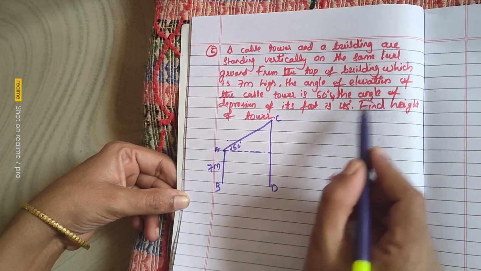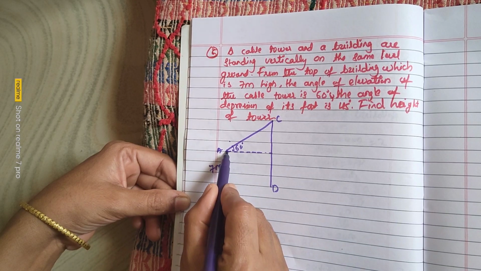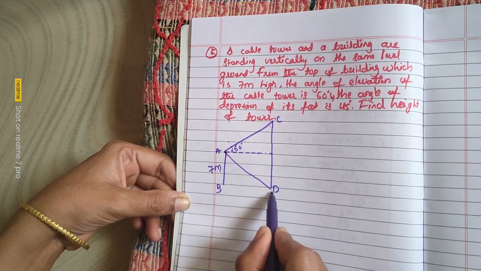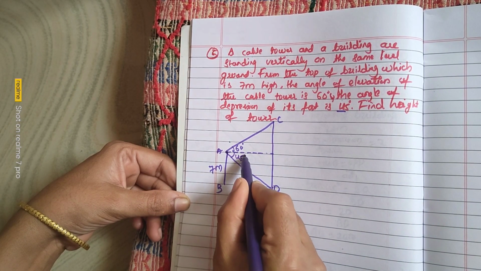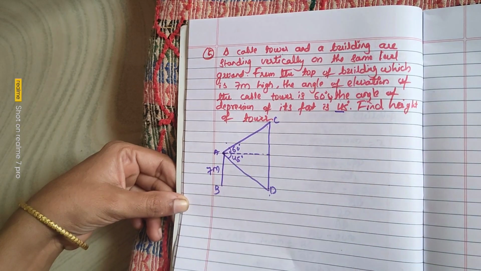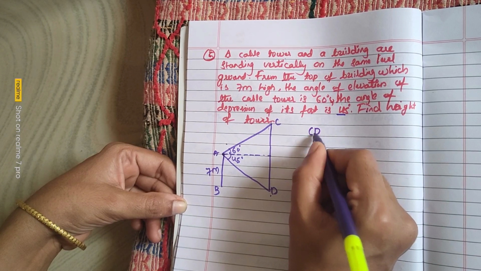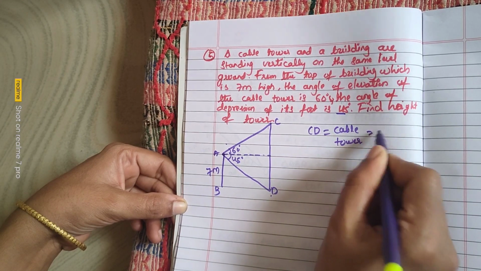The angle of depression of its foot, from this point, the angle of depression to the foot of the cable tower is how much? They have given 45 degree. Then find the height of the tower. Yes, we need to find out the height of the tower, this one, CD. CD is the cable tower.